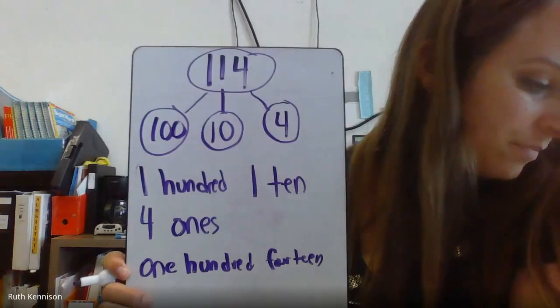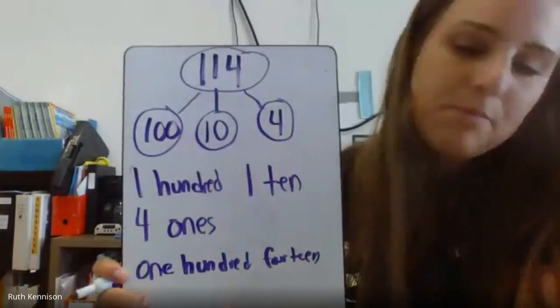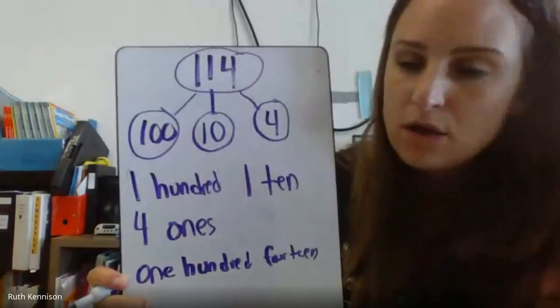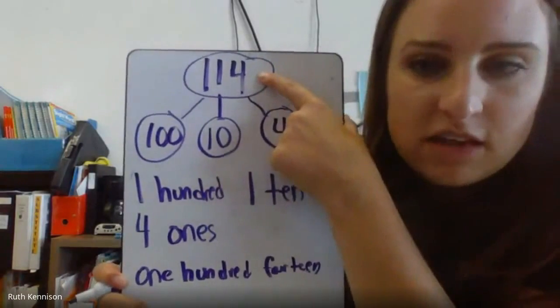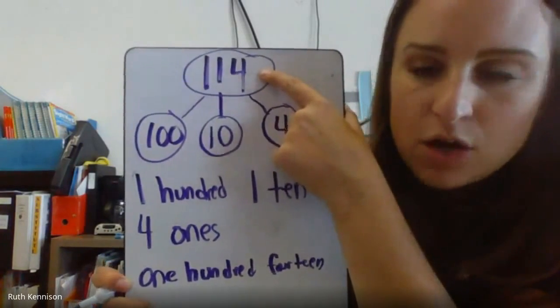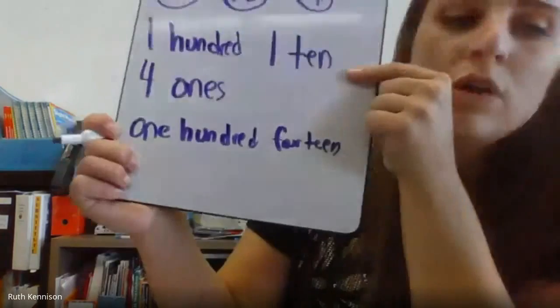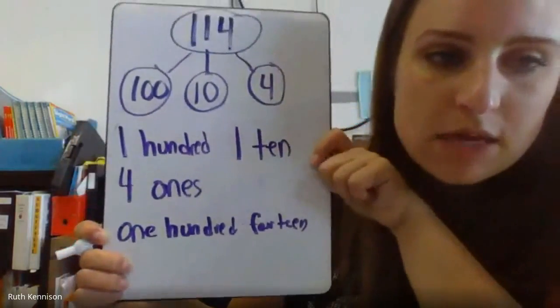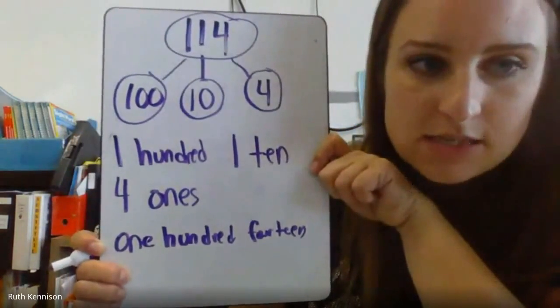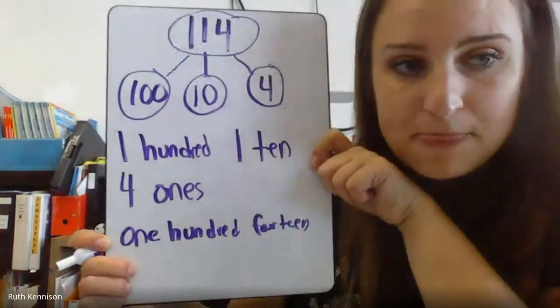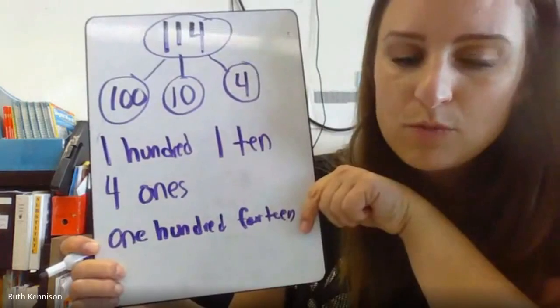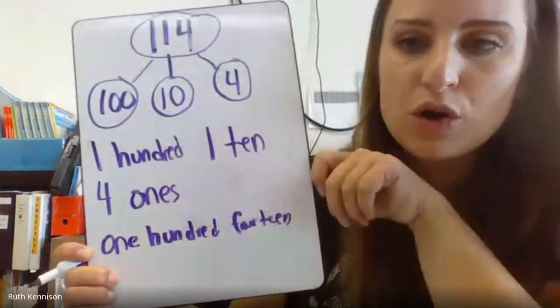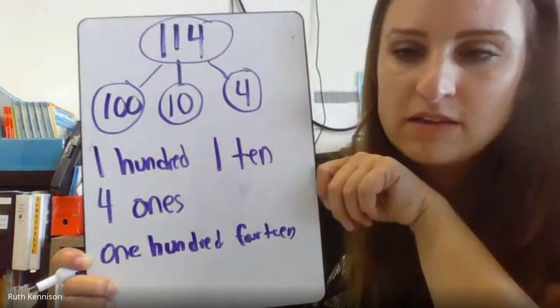All right. So remember, we have been practicing our standard form, which is just how you normally see a number written out there. We've seen our unit form where we talk about how many hundreds, how many tens, and how many ones there are. And then we have our word form where we have it written out in words. Different ways to write a number.